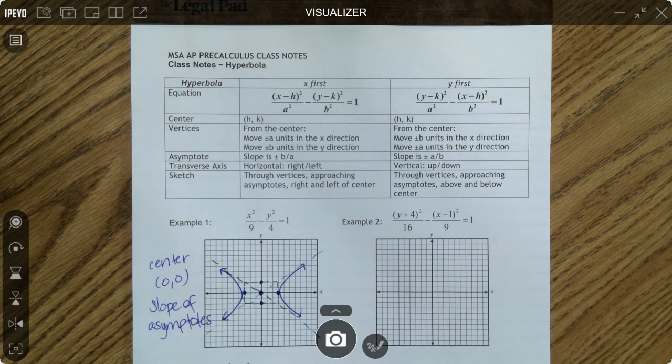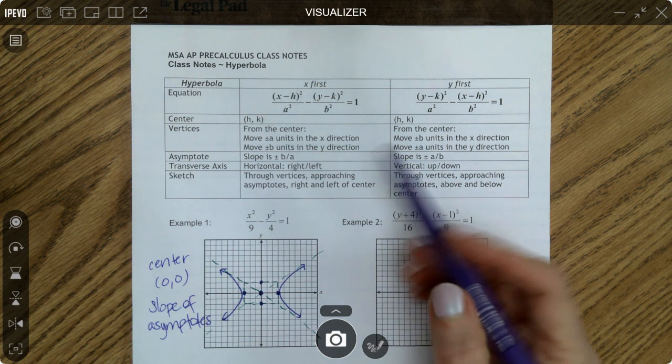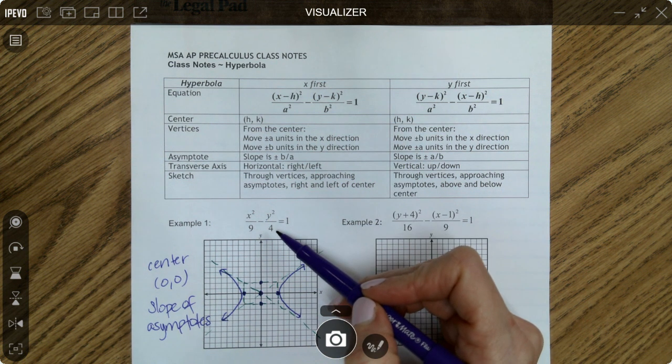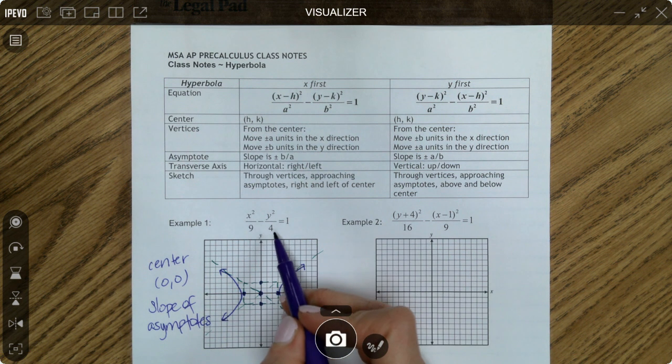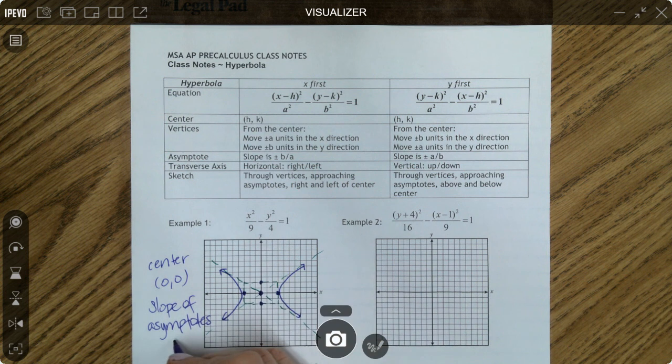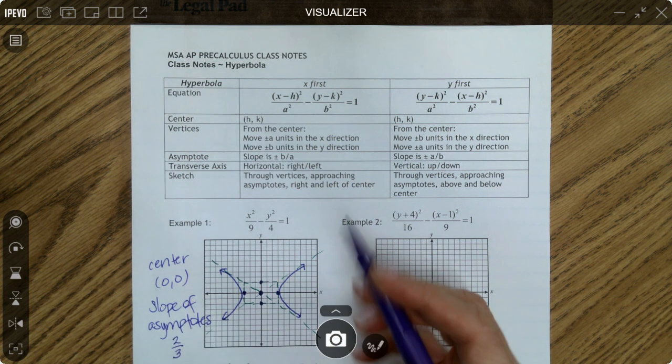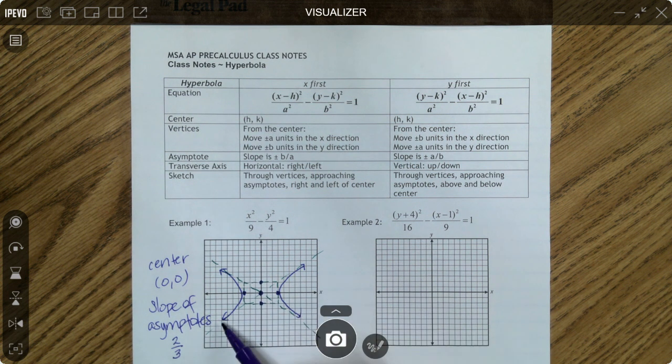So you should know at this point that slope is rise over run. So that means the change in y over the change in x. The change in y was 2. I went 2 in the y direction. The change in x is 3. I went 3 in the x direction. So that's 2 over 3. I also have two asymptotes. One has a positive slope, the other has a negative slope, so the slope of the asymptotes will be positive and negative 2/3.